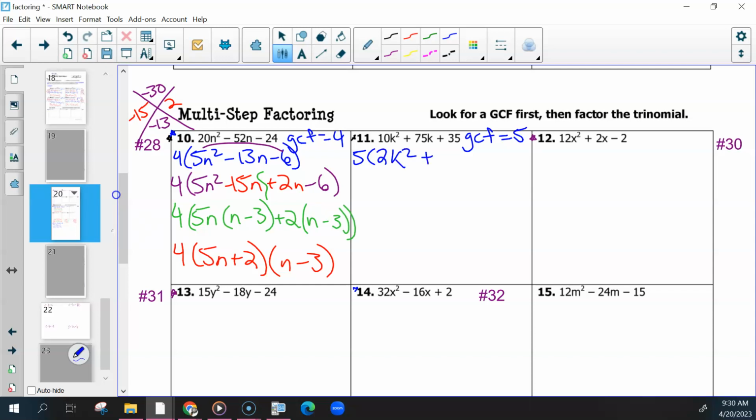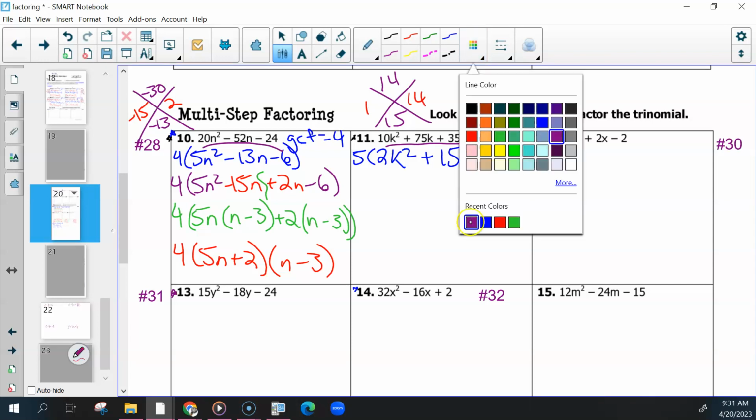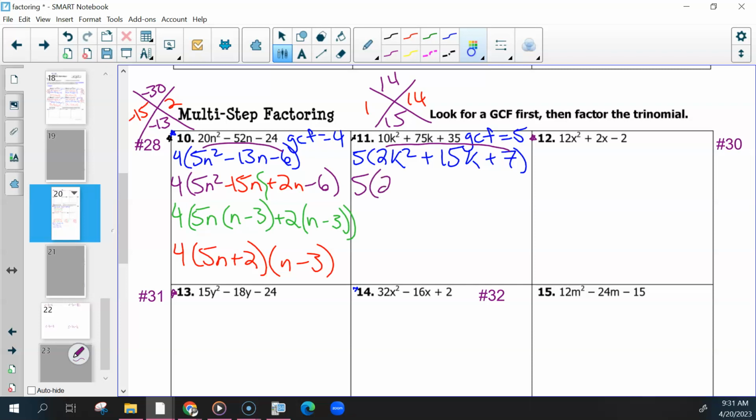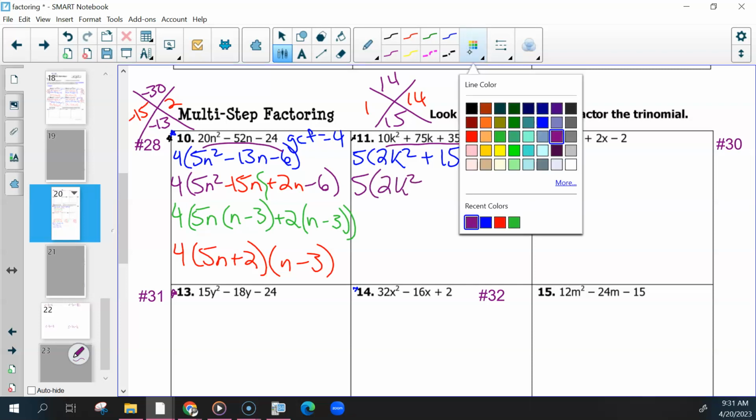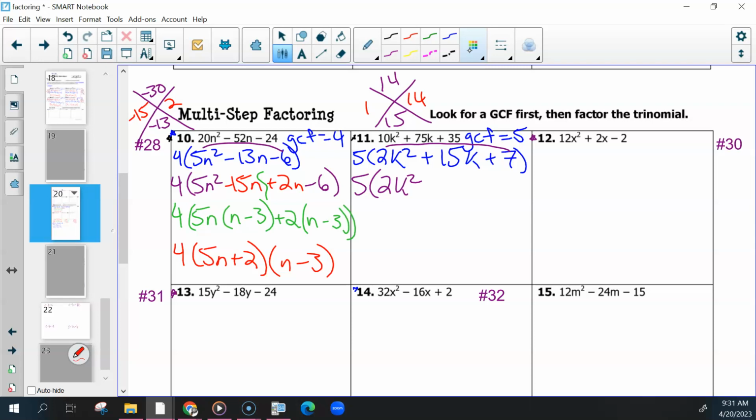plus 15k plus 7. Okay. Multiply 2 and 7. 14. So two numbers that multiply to be 14 but add to be 15. 14 and 1. So the closer those two numbers are, one of your factors is going to be 1. So we'll have 5 times 2k squared. Again, it doesn't matter whether you put 1 or 14 first. So this would be 1k or this k.